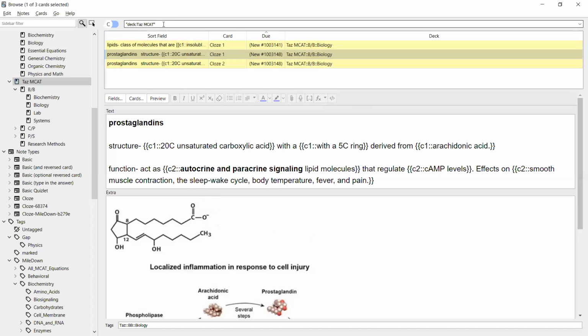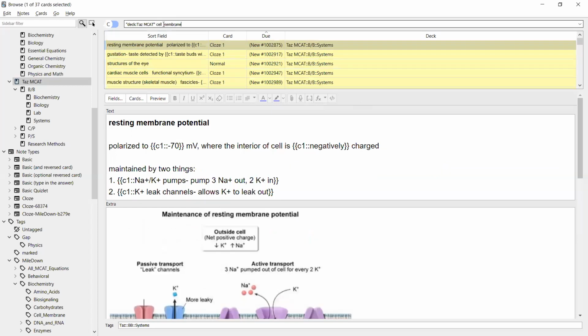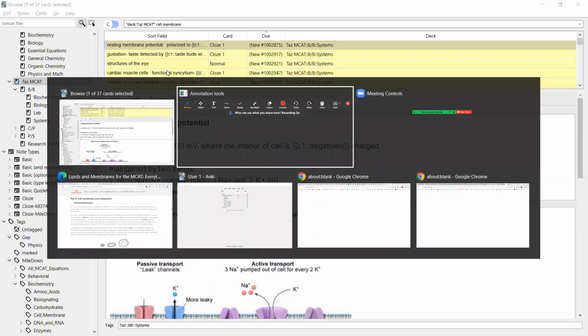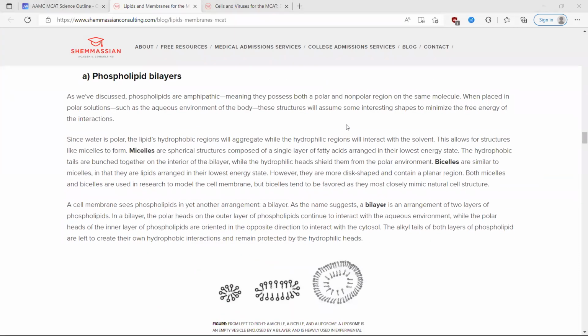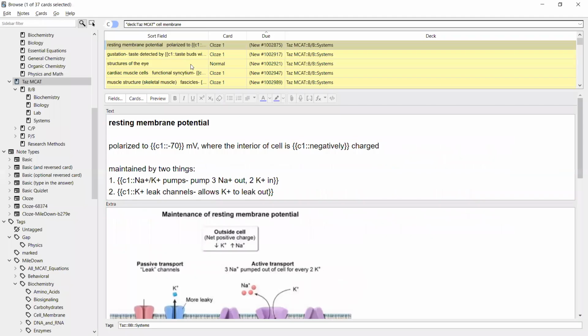So now we want to talk about the cell membrane, I believe. But where is the cell membrane? I had a very specific card I wanted to talk about. Well, actually, let's just start here. Oh, my cell. Oh, yeah, now I remember. Phospholipids.